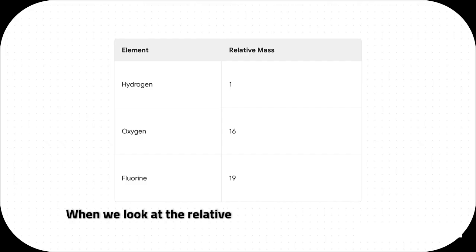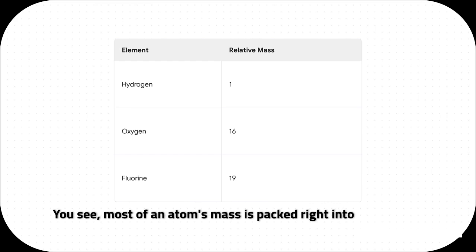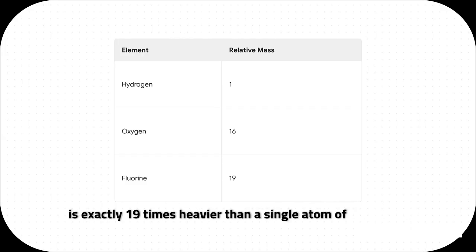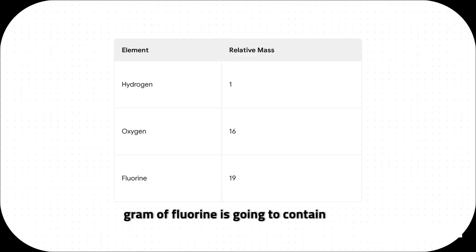When we look at the relative weights of different elements, we start to see the hidden differences between these microscopic building blocks. You see, most of an atom's mass is packed right into its nucleus. Hydrogen, it's super light. It has just 1 proton. But fluorine is much heavier. It's packing 9 protons and 10 neutrons. In fact, if we compare them directly, a single atom of fluorine is exactly 19 times heavier than a single atom of hydrogen. Because fluorine is so much heavier, 1 gram of fluorine is going to contain way fewer atoms than 1 gram of hydrogen.